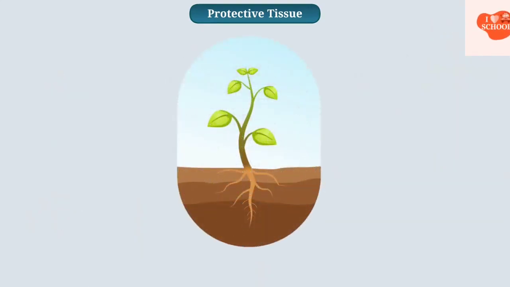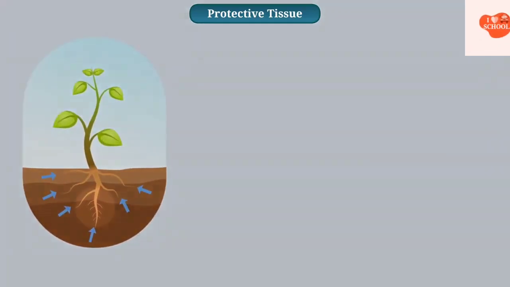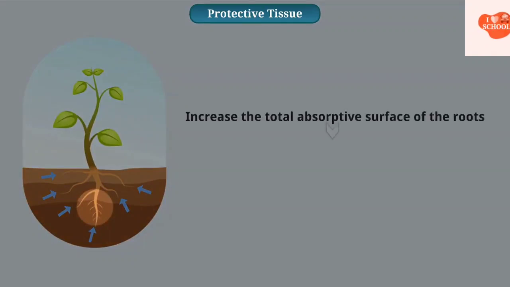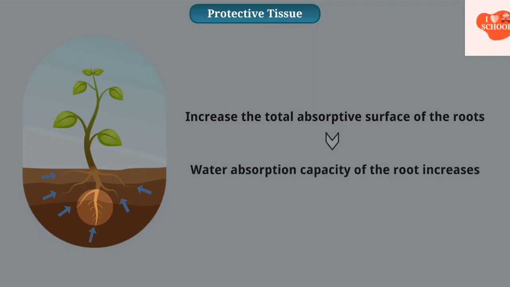Similarly, epidermal cells present in the roots absorb water. These cells have hair-like projections that increase the total absorptive surface of the roots. Due to this, the water absorption capacity of the root increases.